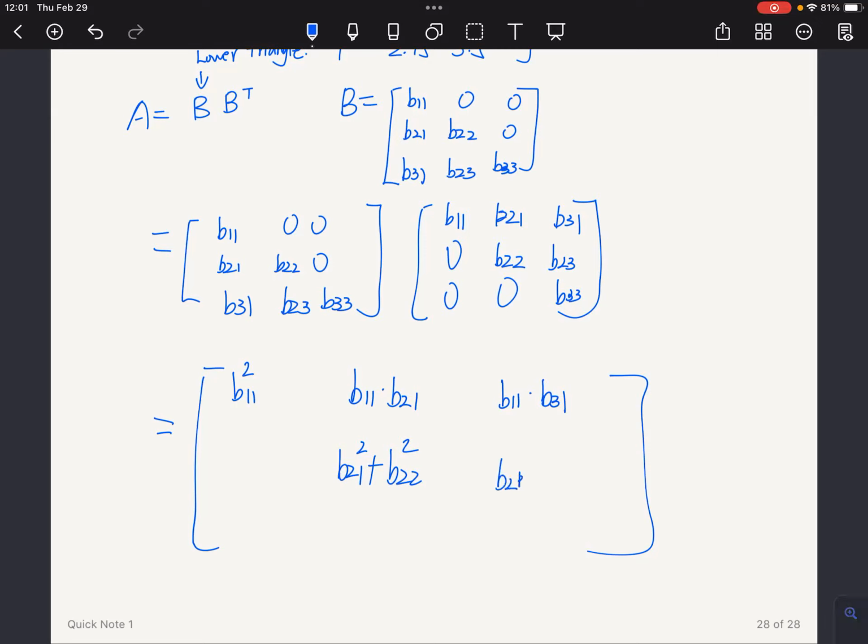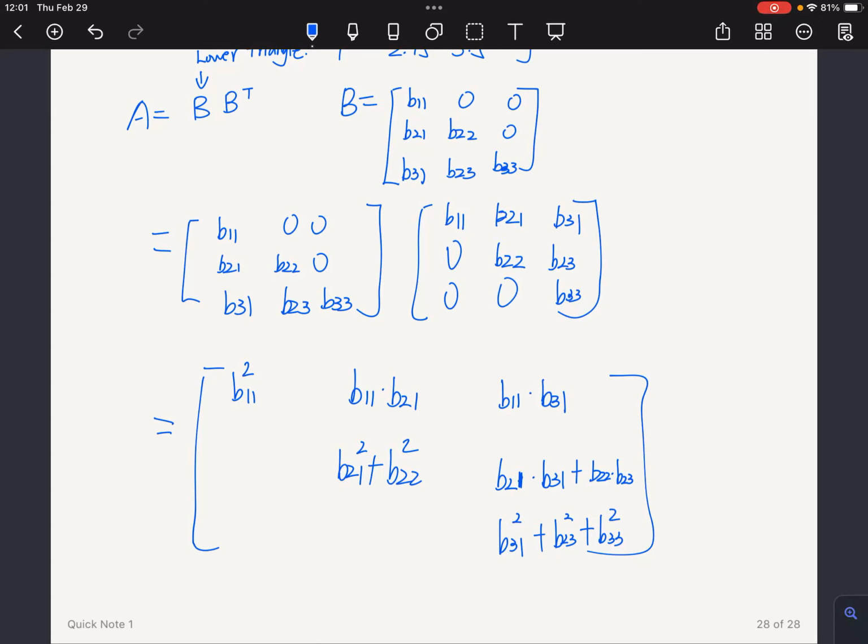B21 times B31, plus B22 times B23. And what's remaining here? We just need to calculate this one. This one is just the third row and the third column, and then we have B31 square, and then B23 square, and then B33 square.